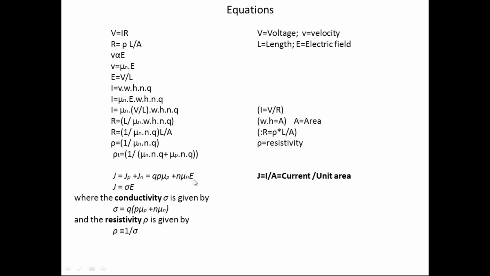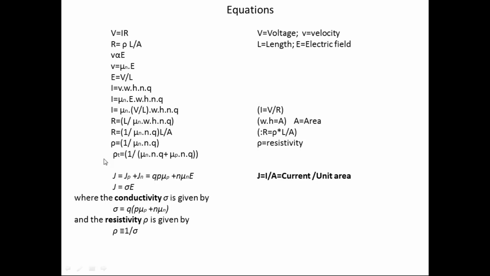Now we know the total current density. Current density, we already derived in the last class, due to holes as well as due to electrons. That is equal to Q into P into mu P plus N into mu N into E. And J is equal to, current density is equal to rho E.